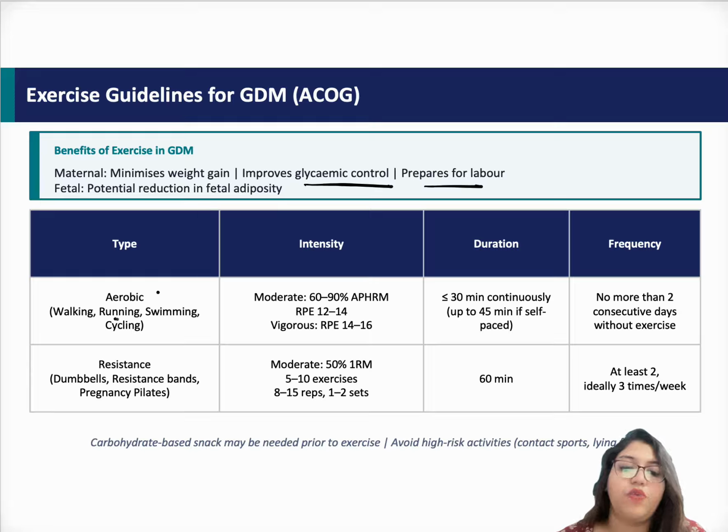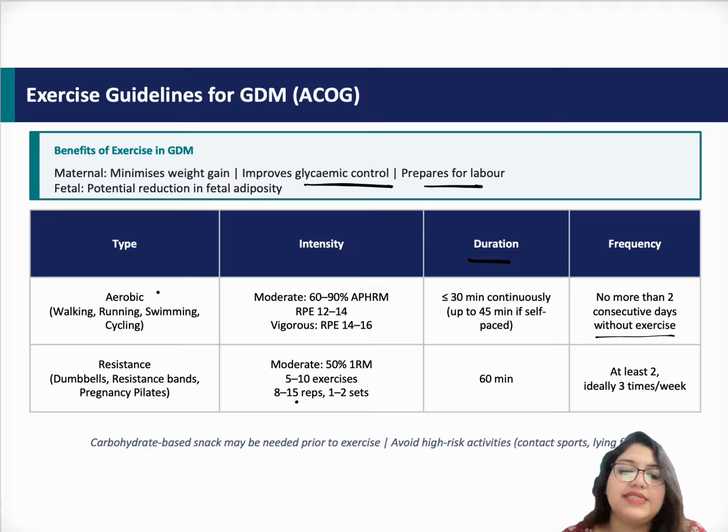Type: aerobic, walking, running, swimming, cycling. Intensity moderate, 60 to 90% of heart rate reserve, RPE should be 12 to 14. Vigorous RPE is 14 to 16. Duration less than or equal to 30 minutes continuously, and frequency no more than 2 consecutive days without exercise. Resistance exercises like dumbbells, resistance band, pregnancy pilates. Moderate should be 50% 1 RM.